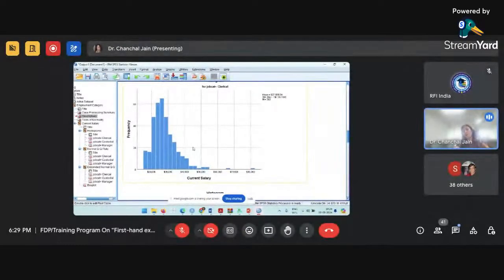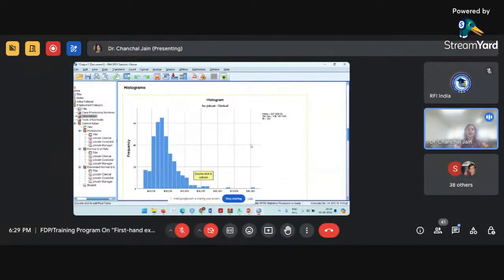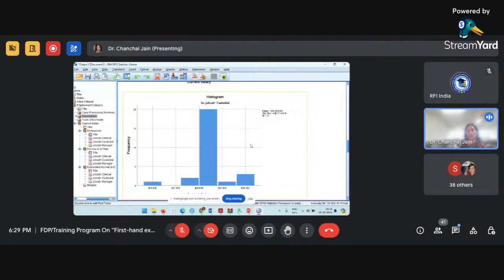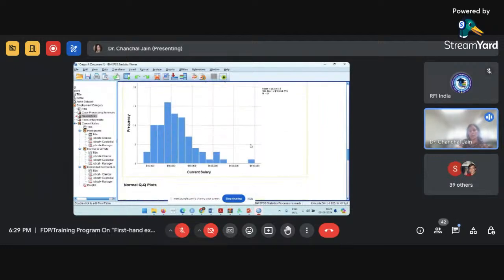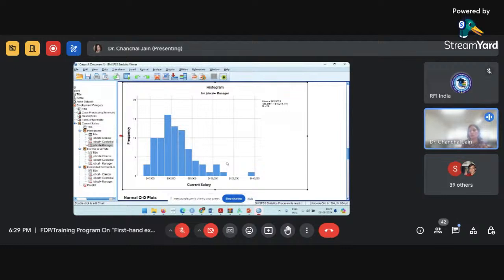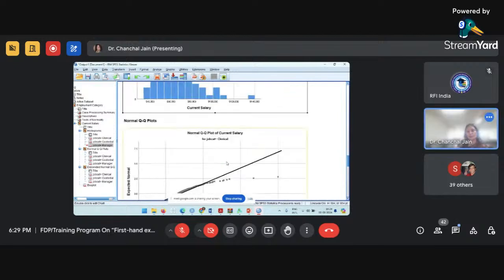Okay, if I look at my graph number 1 for the clerical staff, can anyone comment on what the skewness will be looking at the graph? It is positively skewed. Very correct. Going down, looking at the custodial staff, I think it is not narrating any status properly, right? So I think we are skipping this. Coming down, looking at the manager category, what can I interpret from this graph? This is also positively skewed. Very correct.